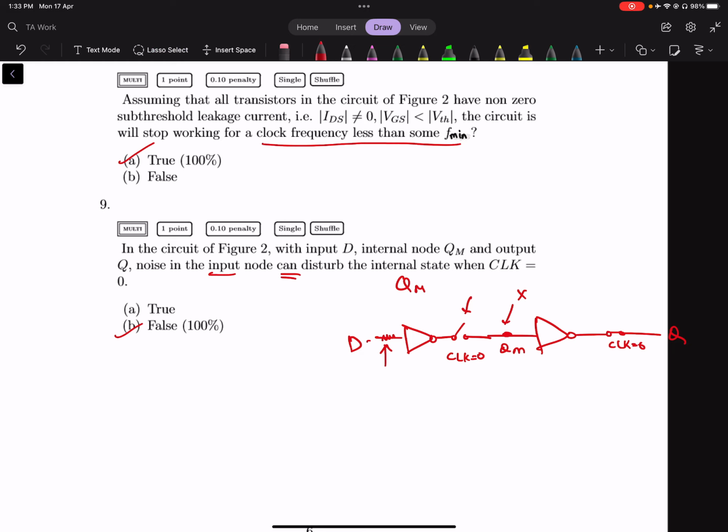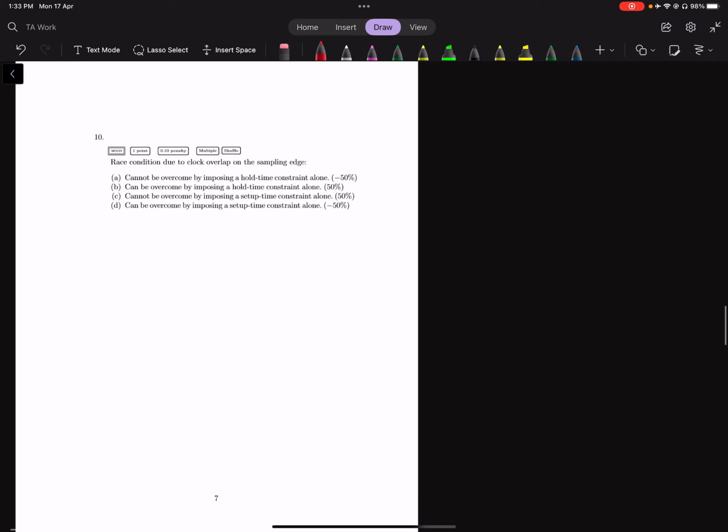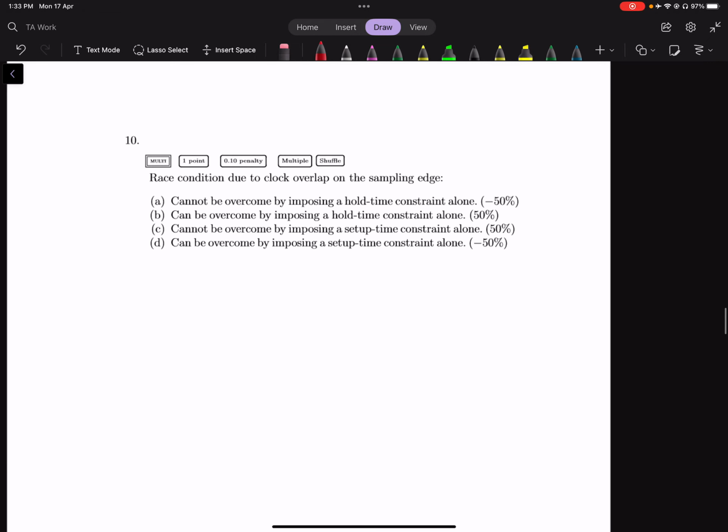So the question is phrased as "can disturb," and so therefore the answer is false, right? So for question 10, race condition due to clock overlap on the sampling edge cannot be overcome by imposing a hold time constraint. No, it can be overcome by imposing a hold time constraint. You can refer to the lecture on race in a master slave for the answers to this question.